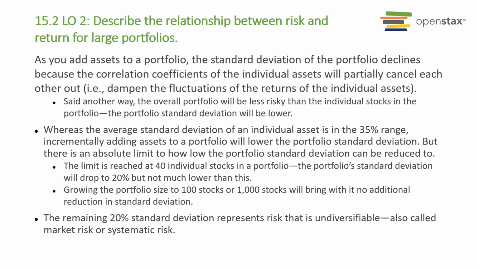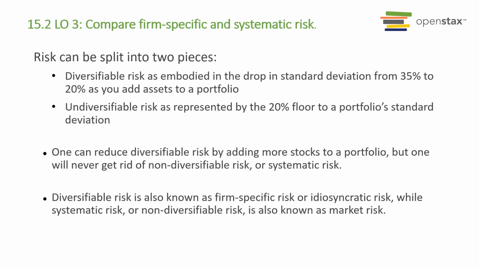The 20% standard deviation that remains represents risk that's undiversifiable, also called market risk or systematic risk. Portfolio risk can be reduced by adding stocks to the portfolio, but only up to the point where diversifiable risk is reduced to zero.